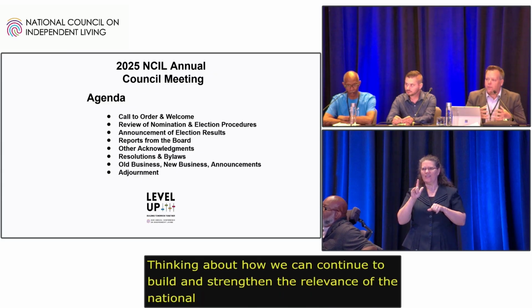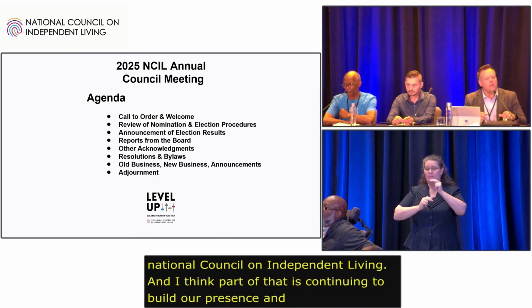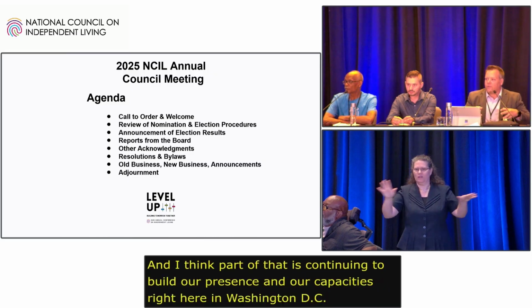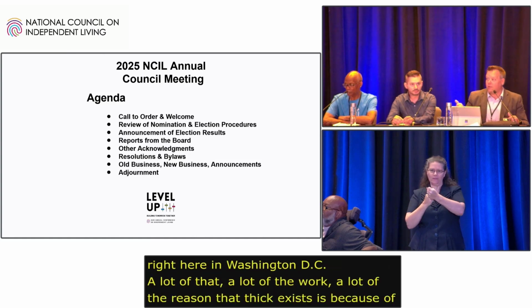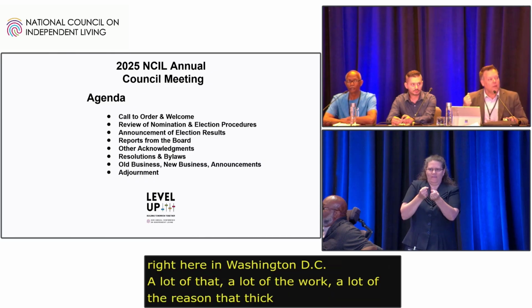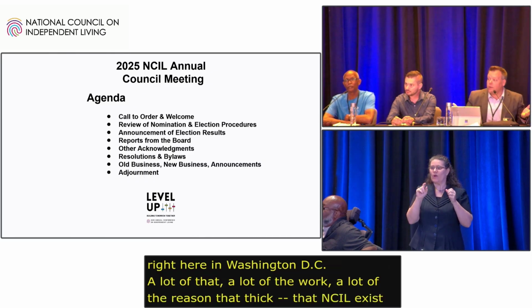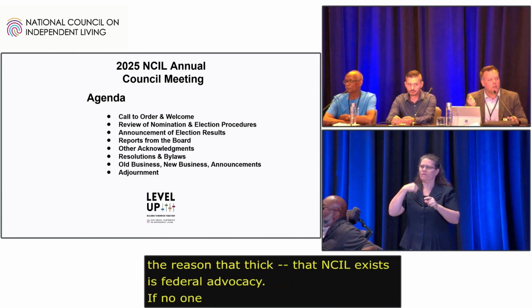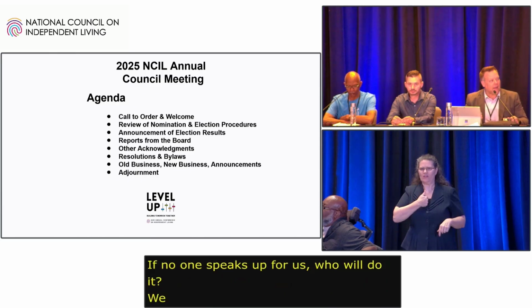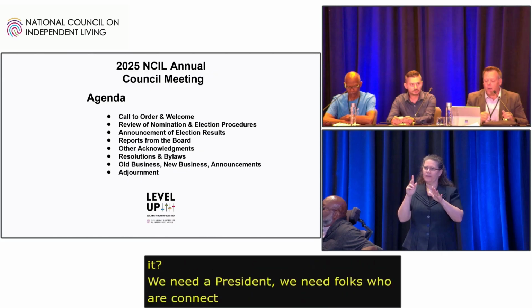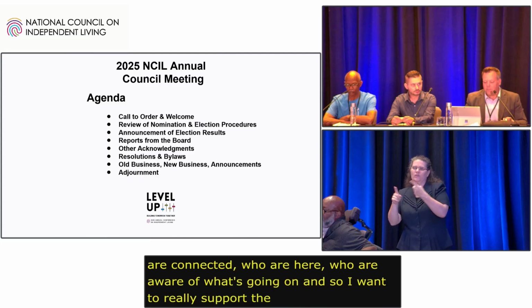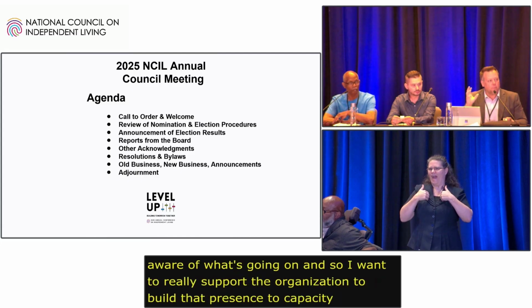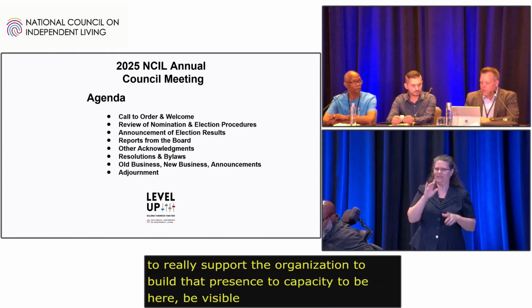And I think part of that is continuing to build our presence and our capacities right here in Washington, D.C. A lot of the reason that Nickel exists is because of federal advocacy. And as we've been hearing a lot in the last couple days, if no one's going to speak up for us, who's going to do it, right? And so we need a presence. We need folks who are connected, who are here, who are aware of what's going on. And so I want to really support the organization to build that presence and capacity to be here, be visible, be present in Washington, D.C.